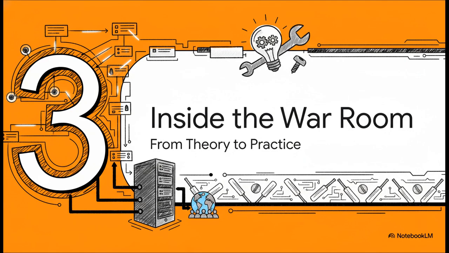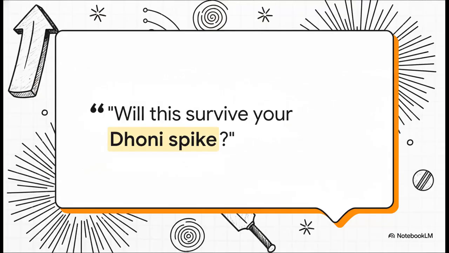Now, knowing the theory is one thing, but actually applying it when 20 million people are watching, that's a whole different ballgame. So let's step inside the GeoCinema engineering war room during a massive IPL match. The engineering team has this one critical question that they ask themselves constantly. Will this survive your Dhoni spike? A Dhoni spike is exactly what it sounds like, an unpredictable, absolutely massive surge in traffic when a superstar like MS Dhoni walks out to bat. The system has to be ready for millions of new viewers to flood in, literally in a matter of seconds.